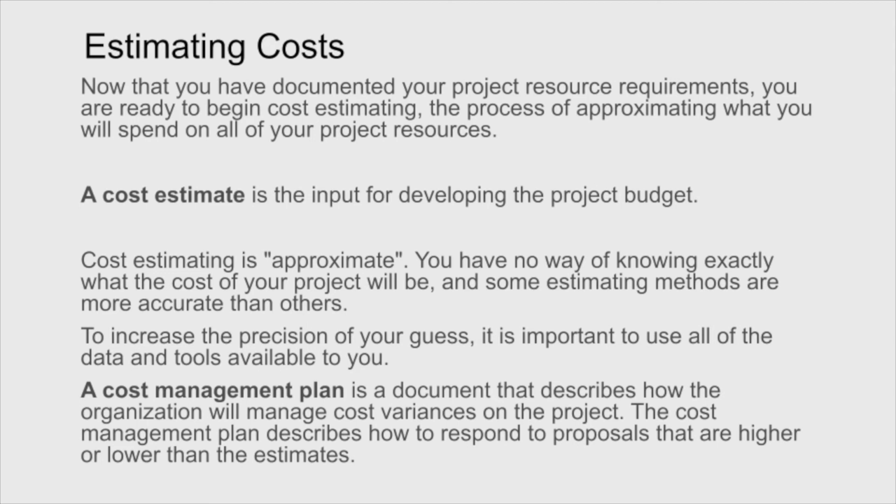So you really have no way of knowing how much the project's going to cost, but you can pretty well guess within reason using all the bases that we talked about in terms of expert opinion and the like. We try to increase the precision as close as possible, and really that is going to flow into something called the cost management plan, which is really a document that describes how the organization is going to manage the cost variances if they happen. And the cost management plan really describes how to respond to proposals that are higher or lower than the estimates.